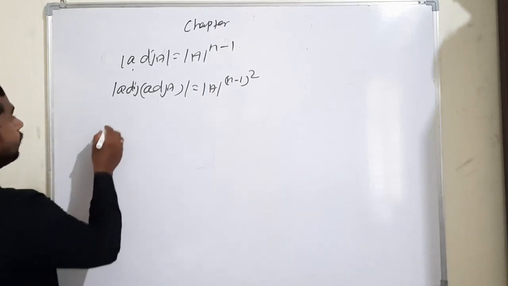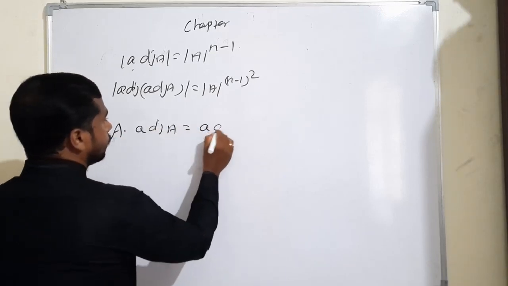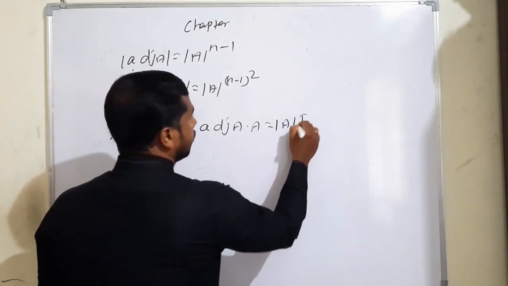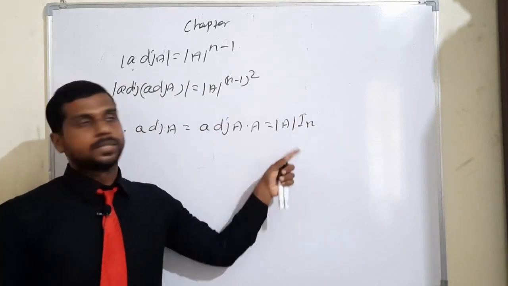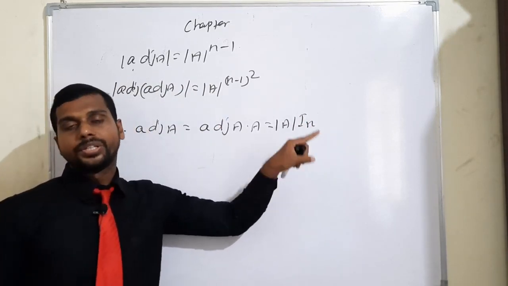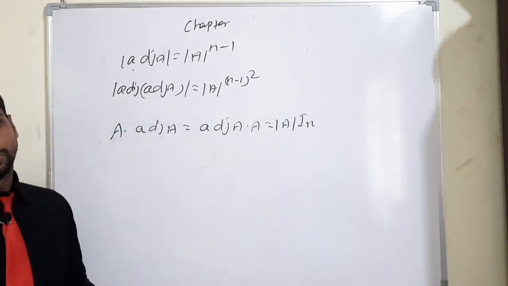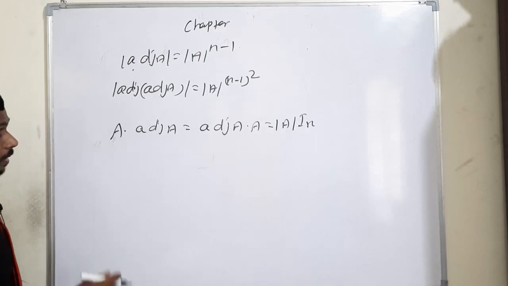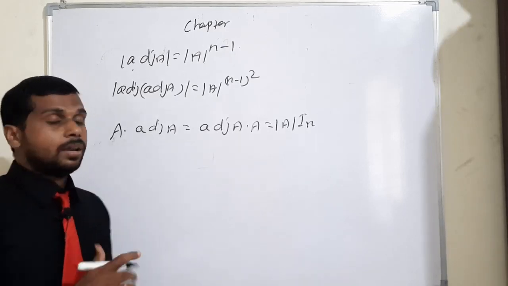Then another condition: A into adjoint of A is equal to adjoint of A into A, which is equal to determinant of A into In. According to the 2 into 2 matrix, instead of n you can write 2. For a 3 into 3 matrix, I3 will come. This is also one of the important ones, maybe a 5 mark question is also possible. A into adjoint of A is equal to adjoint of A into A is equal to determinant A into In.